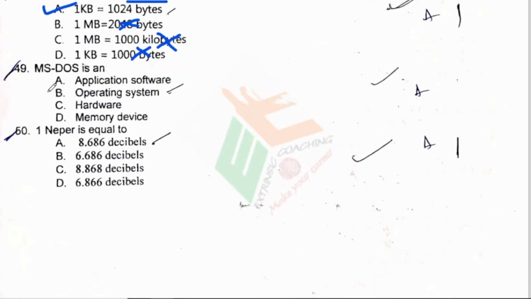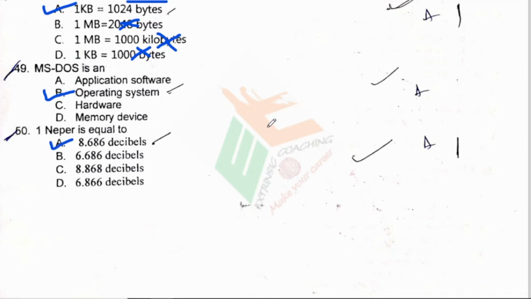MS DOS is an operating system. This question was asked in your exam. Many examination papers contain this question. MS DOS is an operating system. Next question. 1 neper is equal to 8.686 dB. That is option A, the correct answer.